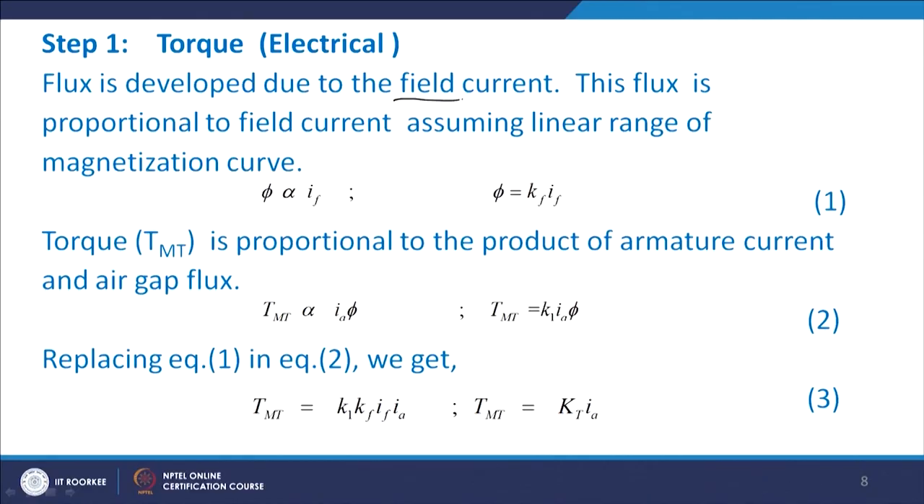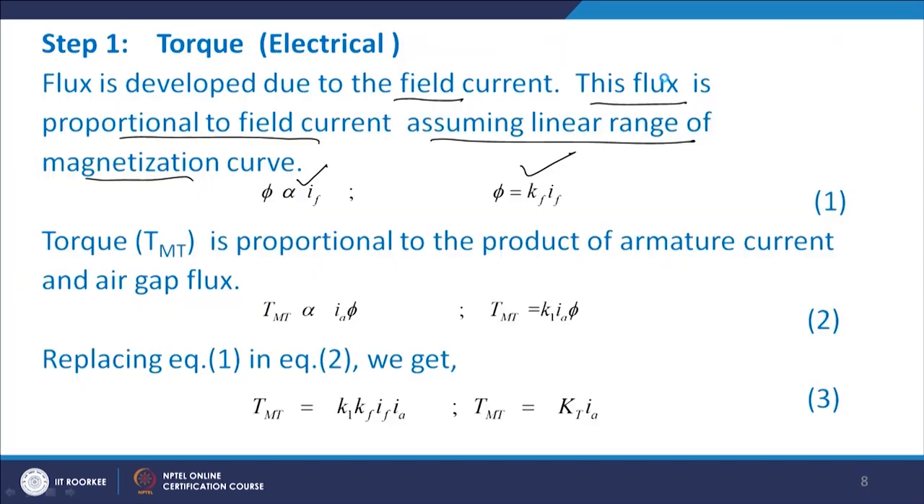So, whatever I am explaining now, you see it in various steps. First step, that is the torque equations. The flux is developed due to the field current. This flux is proportional to the field current, assuming the linear range of the magnetization curve. So flux is proportional to IF, so flux equals Kf into IF. We have seen this expression earlier.